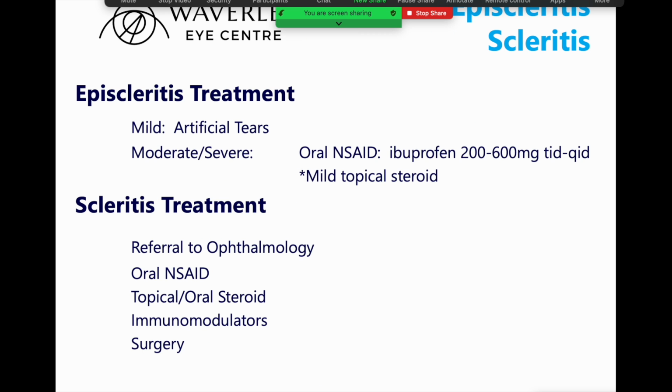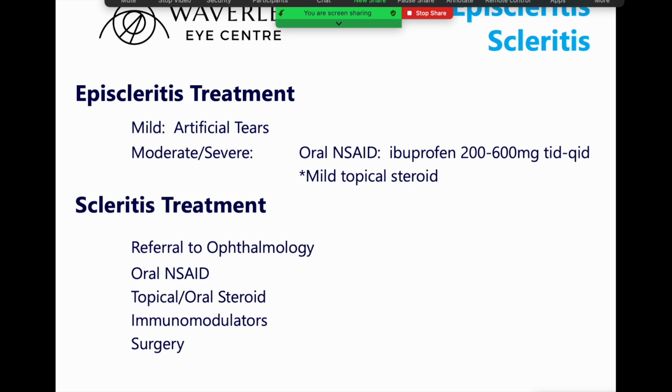Treatments. Episcleritis, if it's really mild, you can treat it with artificial tears, lubricating drops. You just need some time, and it takes some time. It's weeks for this to resolve, but it will eventually go away. So you do need to tell the patient that, otherwise they will book an appointment with you in a week saying, why hasn't this gone away? Actually, what they'll do is they'll book an appointment with somebody else in a week because this hasn't gone away.